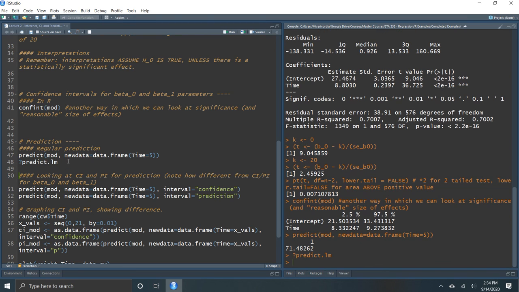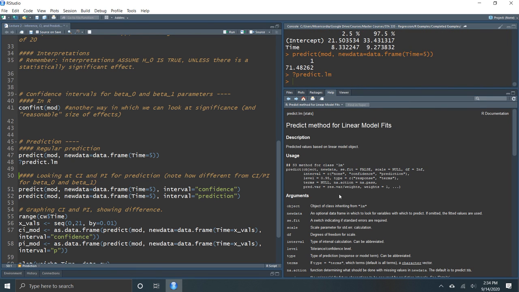Now I can look at the documentation, and in the documentation for predict, we can see a few different options that are available. One is interval. So for interval calculation, we can either say none, which is the default, or confidence or prediction if we wanted a confidence interval or a prediction interval. Recall the confidence interval is for the mean response. The prediction interval is for a new point response.